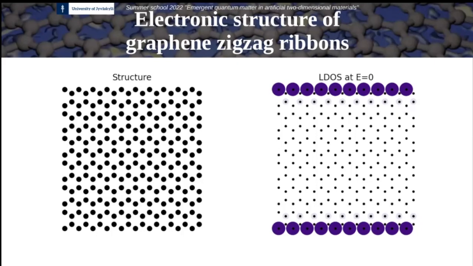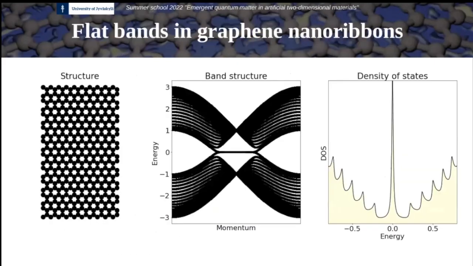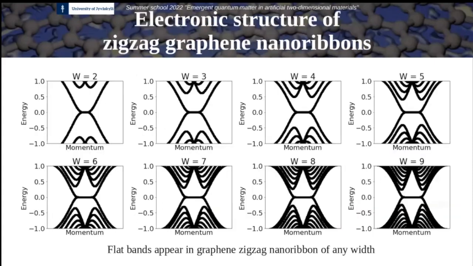So we are increasing the width of the ribbon, so the y direction here. This is infinite in the x direction, and we are increasing the width. And what I was mentioning is that one gets flat bands, a divergent density of states, no matter the width of your zigzag ribbon.